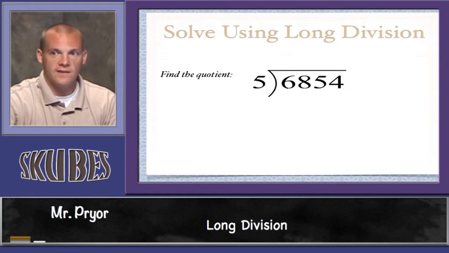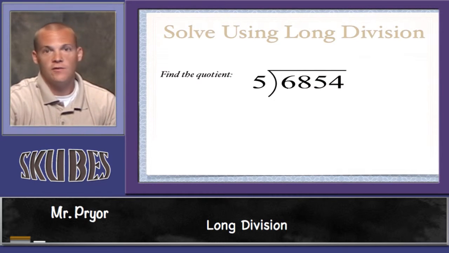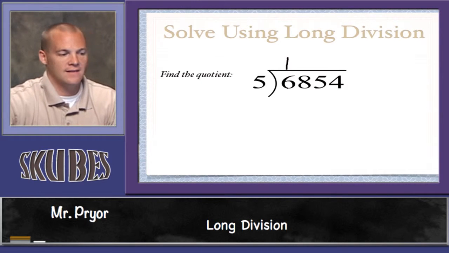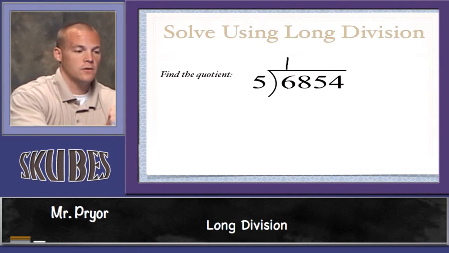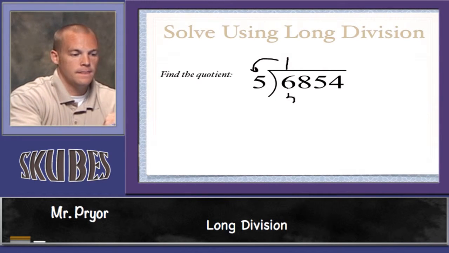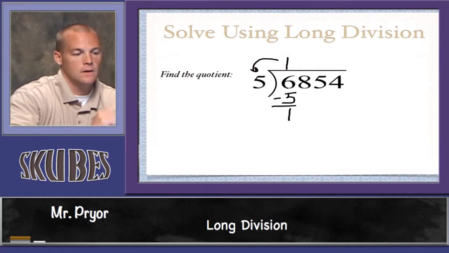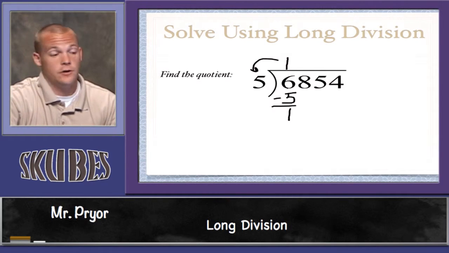Well, if 5 is lower than 6, that means yes. You need to determine how many times. Well, 5 and 6 are pretty close. It's only going to go in one time. So because of that, we're going to write a 1 directly above 6 because that's the last value that we divided into. So now we do our multiplication. 1 times 5 is going to give us 5. And we can see the difference now in our division. 6 minus 5 is 1. So there was basically a one-digit difference between 6 and 5, which we already knew.